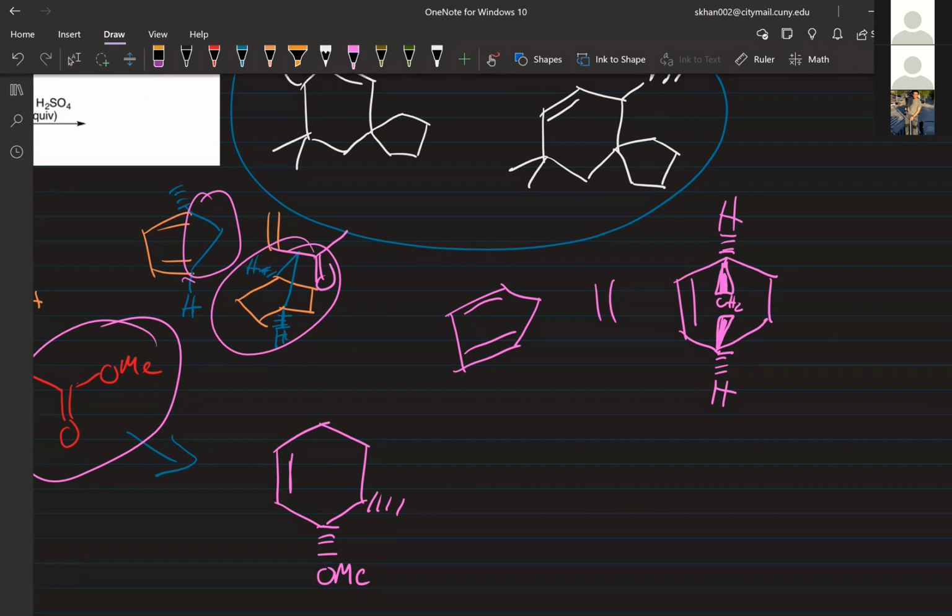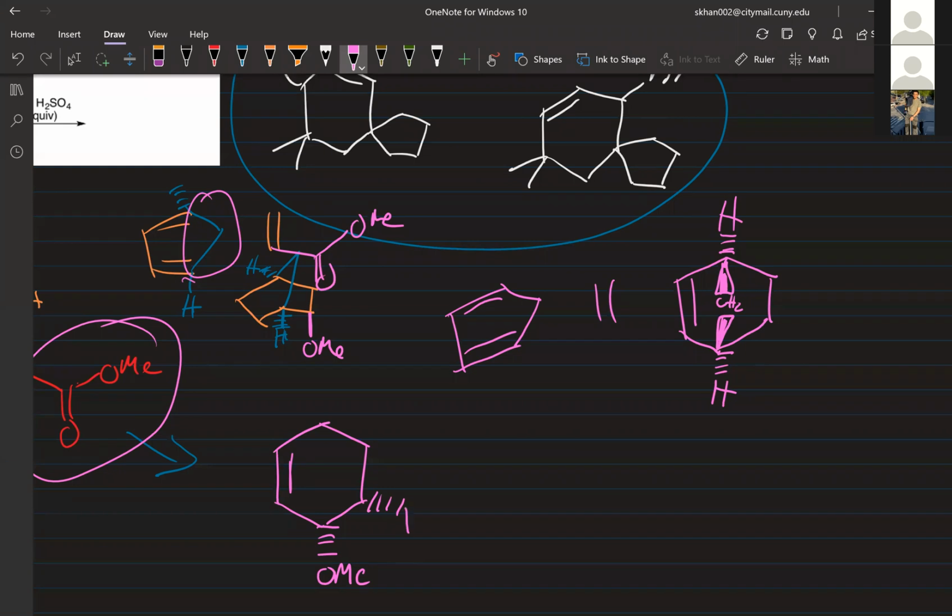Sorry, this is getting a little too messy here. But if we did this with the OME here, right? We expect this to be endo, right? Endo is below the ring. Same thing here, right? You just consider, even though it's not a bicyclic, it will be closer to the pi bond because of the transition state that way, right?